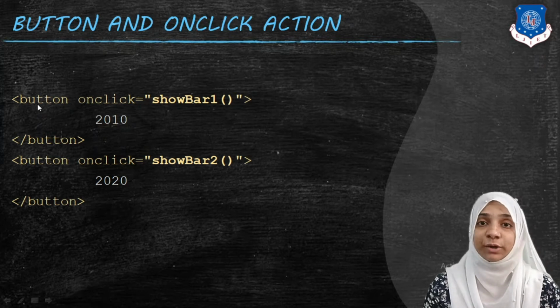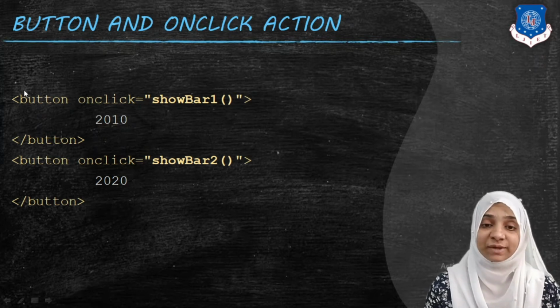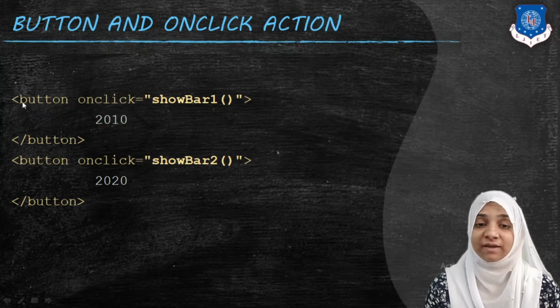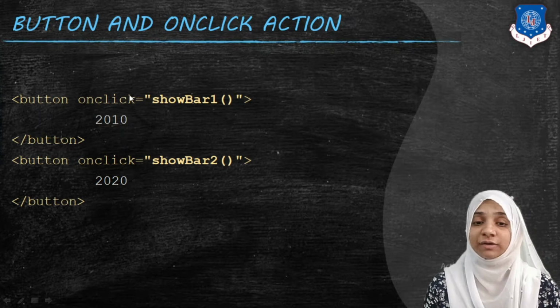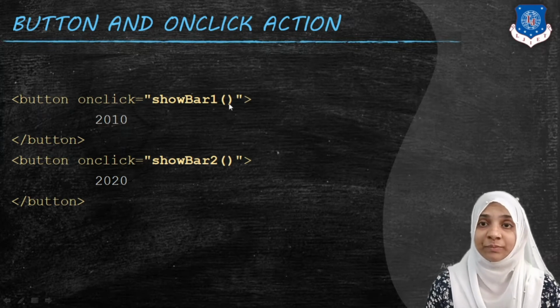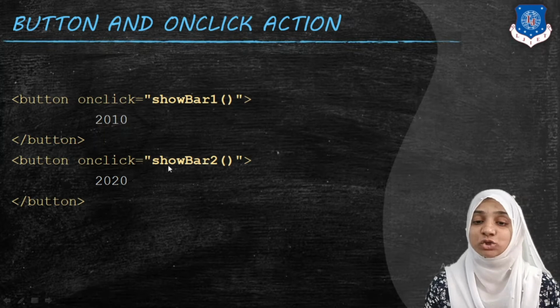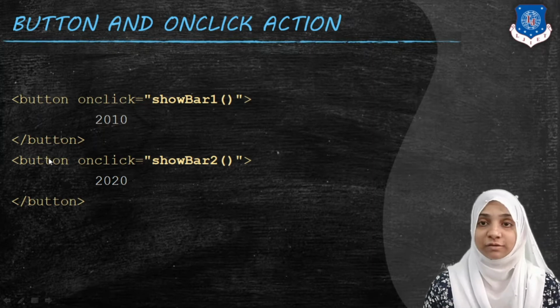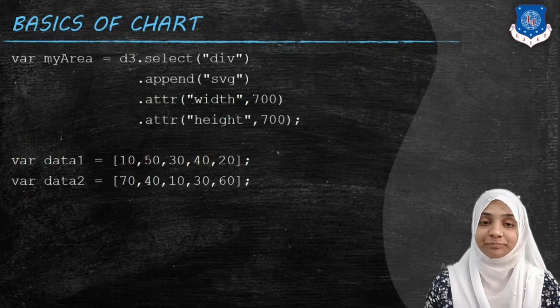So how is it going to become responsive? That's why we are using the on-click event of a button. On-click is a property of the button tag, and on the on-click event, we are making a call to a function named ShowBar1. ShowBar1 uses dataset 1, and similarly ShowBar2 is the function call associated with the on-click event of the second button. So this is our first step.